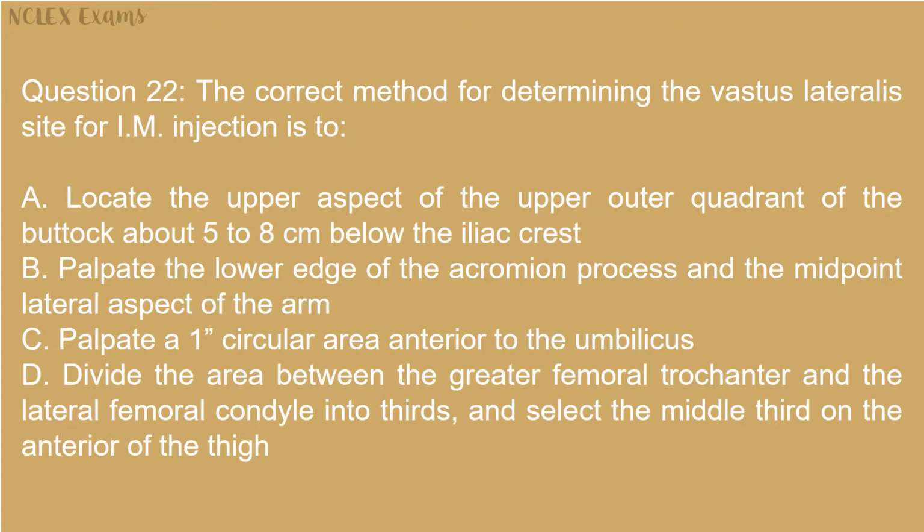Question 22. The correct method for determining the vastus lateralis site for IM injection is to A. Locate the upper aspect of the upper outer quadrant of the buttock about 5 to 8 cm below the iliac crest. B. Palpate the lower edge of the acromion process and the midpoint lateral aspect of the arm. C. Palpate a 1-inch circular area anterior to the umbilicus. D. Divide the area between the greater femoral trochanter and the lateral femoral condyle into thirds, and select the middle third on the anterior of the thigh.